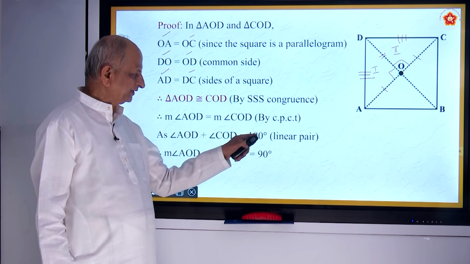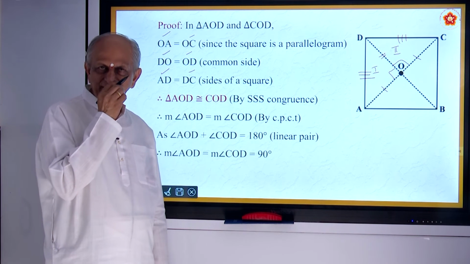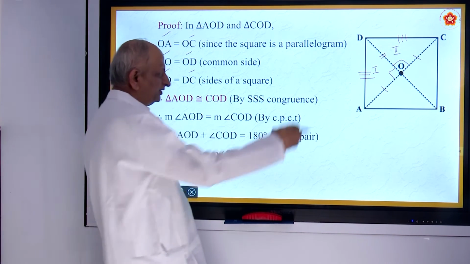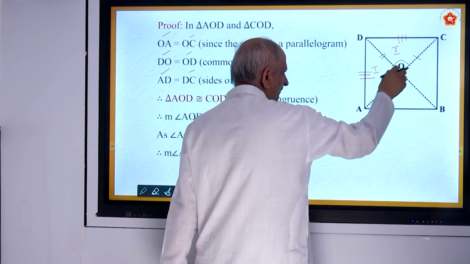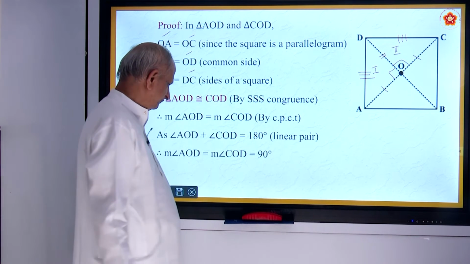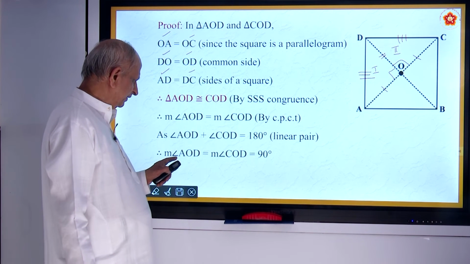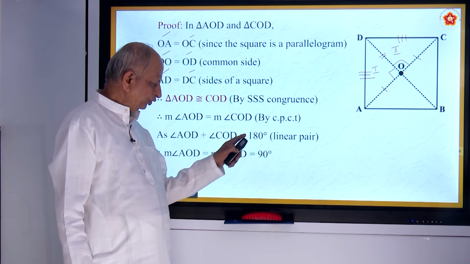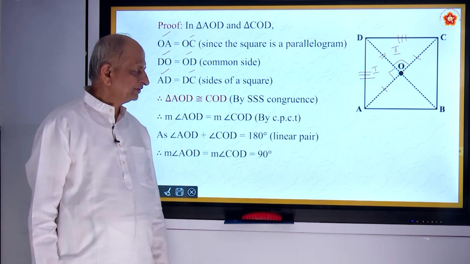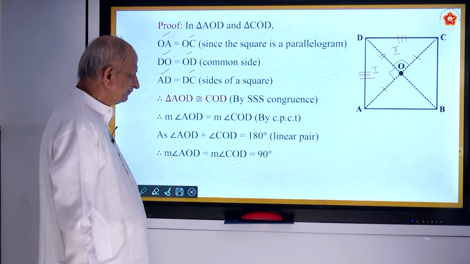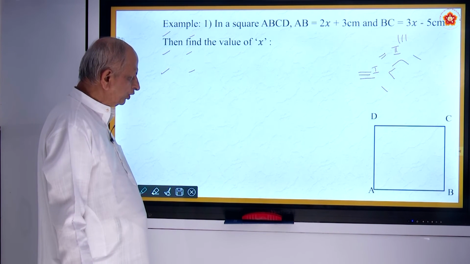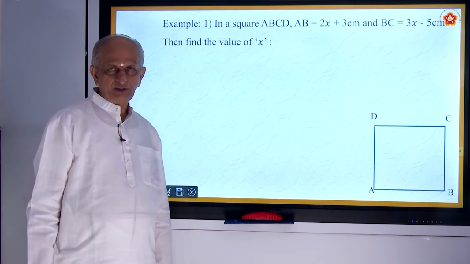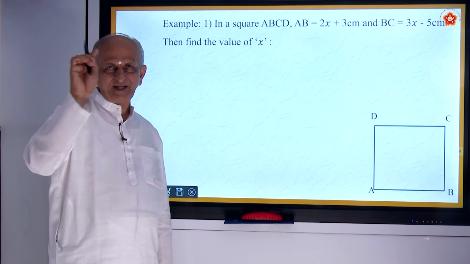AOD plus COD is 180 degrees. Why? Because it is a linear pair. Means what? When a line stands on another line, the sum of the two angles will be equal to 180 degrees. And therefore, each angle becomes measure of angle AOD is equal to measure of angle COD is equal to 180 by 2. Means how much? 90 degrees, correct? So, that is all we have to prove. So, what do you conclude? We conclude that in a square, the two diagonals bisect at right angles.